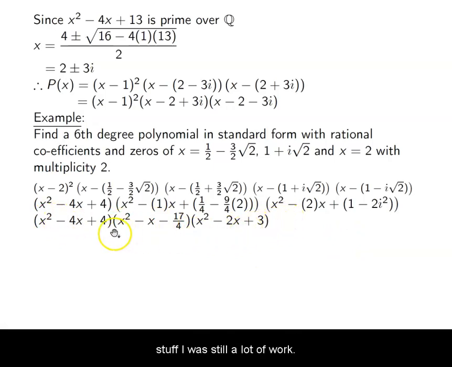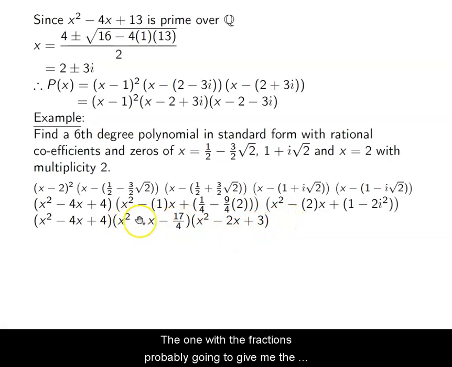It's still a lot of work. The one with the fraction is probably going to give me the most problems. Okay, so what I'm going to do is multiply the x squared minus 4x plus 4 times the x squared minus 2x plus 3, and I'll leave this middle one for last.